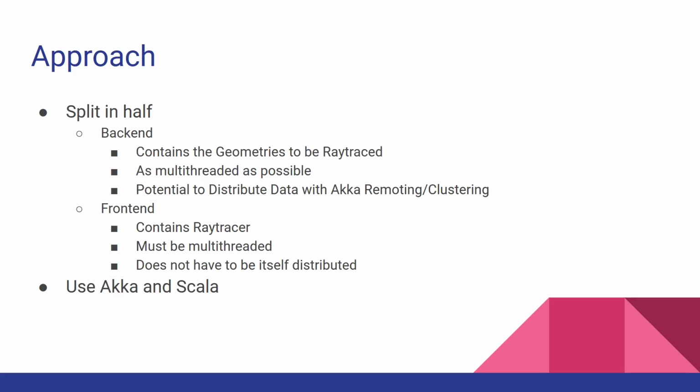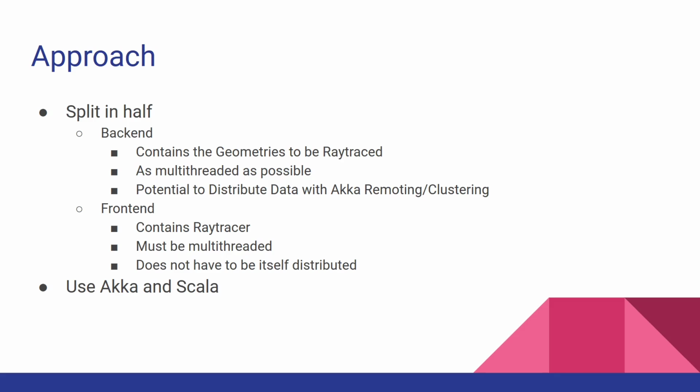Now, our approach in general was to split the monolithic ray tracing methodology into two main sections, a back end and a front end. And the goal of this was to provide a basis that we could later actually distribute data across. The back end should contain all of the geometry or all of the data that we actually want to ray trace. We want it to be as multi-threaded as it can possibly be.